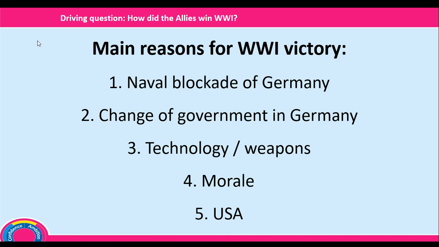On the screen now we have the 5 main reasons for World War One victory from an Allied perspective. The naval blockade of Germany, so the Allied Navy blocking off the waters around Germany to prevent supplies entering into Germany in the major cities. A change of government in Germany. Technology/weapons, morale, and the United States.